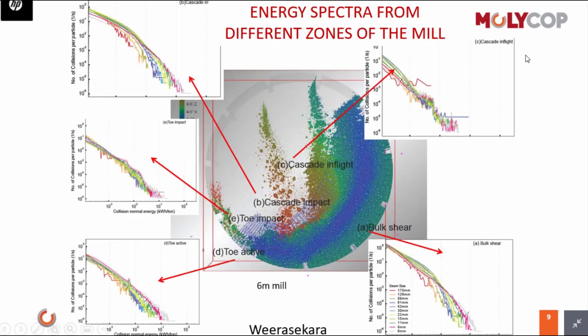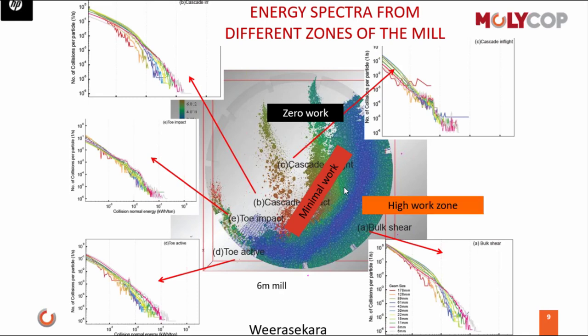Also, it's important to know how this energy is going to be distributed in the SAG mill. You can see here in this picture, you have different regions. There is the cascading fly, the cascading path, the toe impact, the toe active, and the bulk shear. So, for example, in the cascading fly, the balls and the rocks are in flight, there is zero work. There is no energy. There is no contact. There is no grinding. You have a minimal work, minimal energy contribution in the cascading zone.